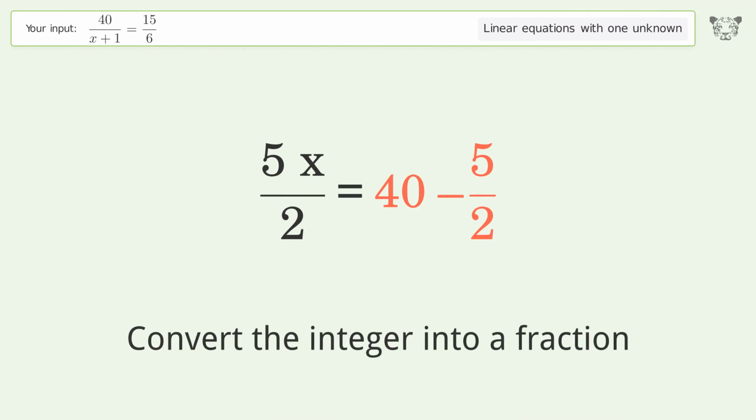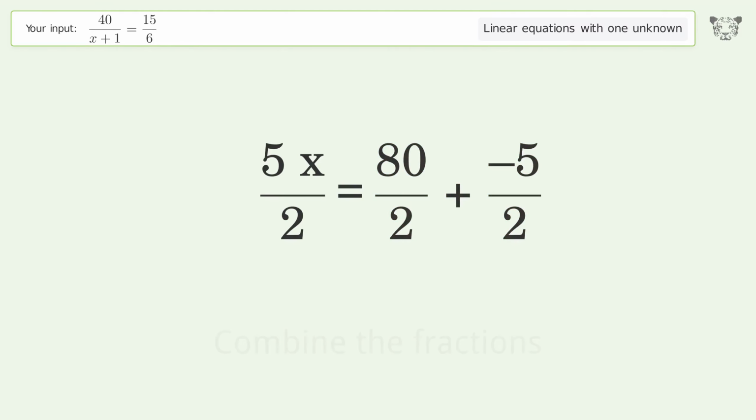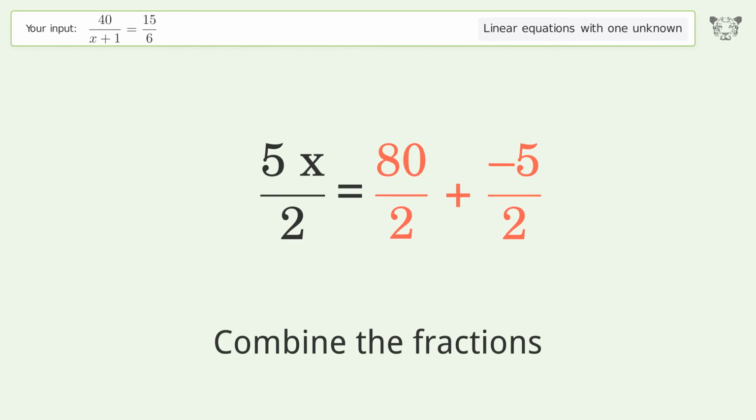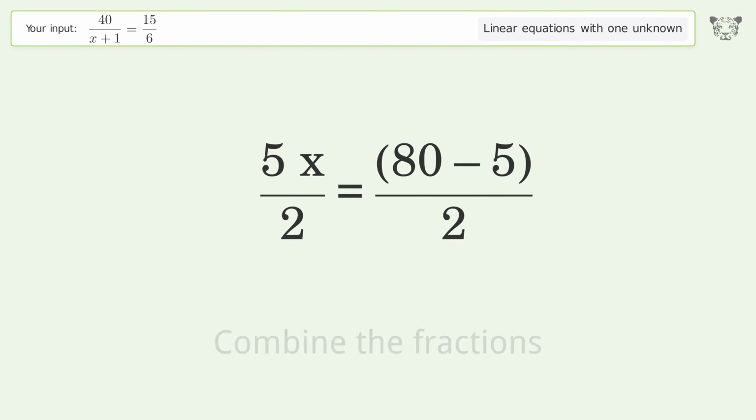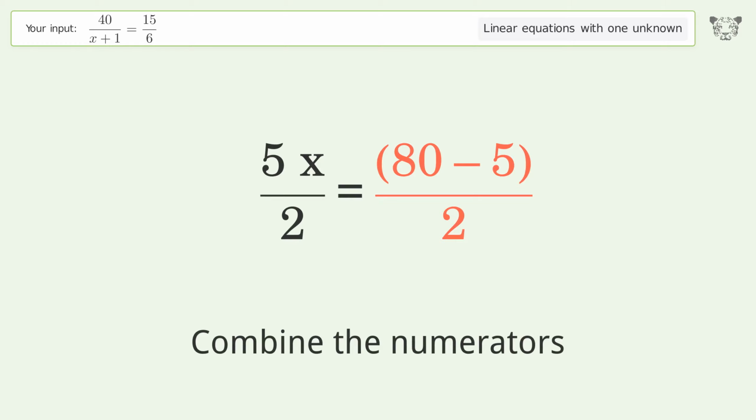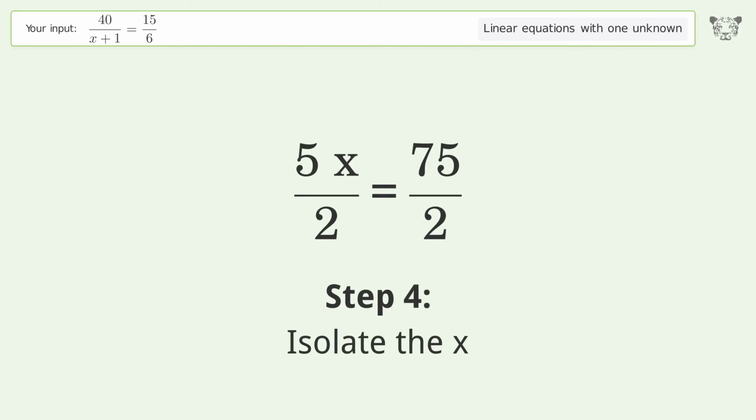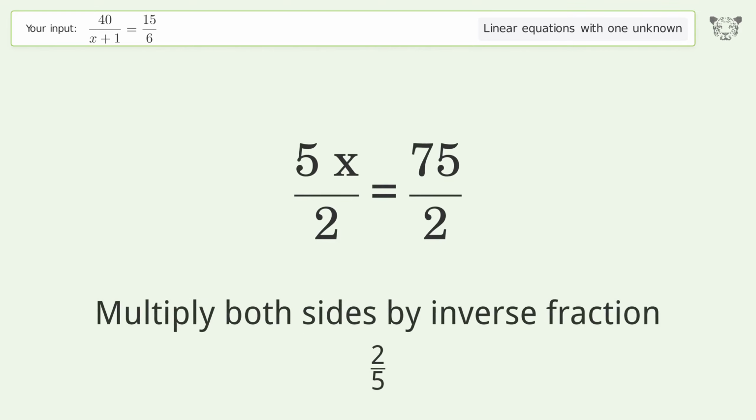Convert the integer into a fraction. Combine the fractions. Combine the numerators. Isolate the x. Multiply both sides by inverse fraction 2/5.